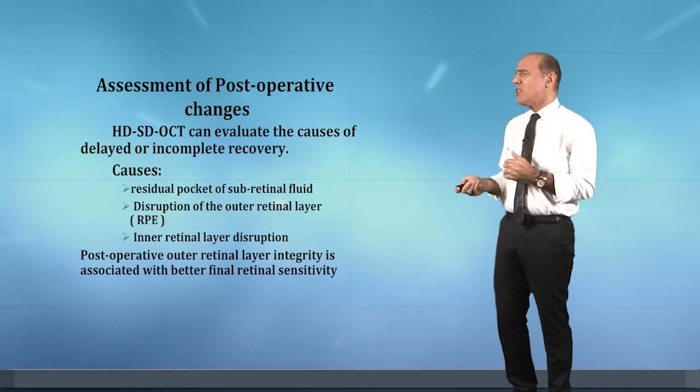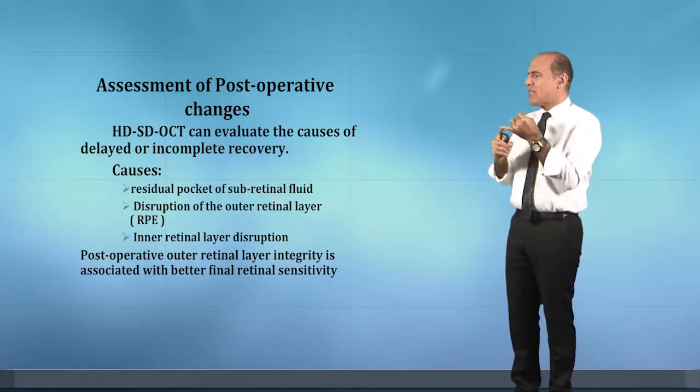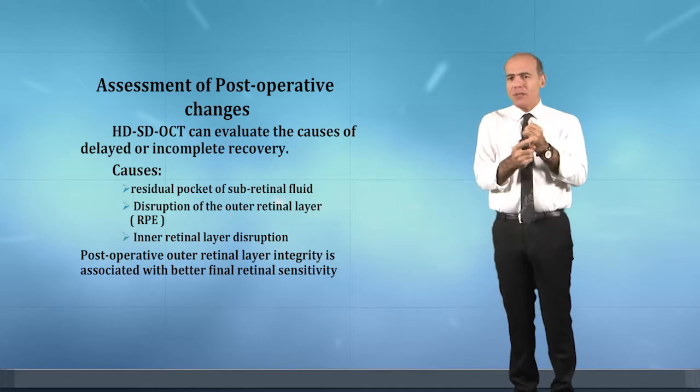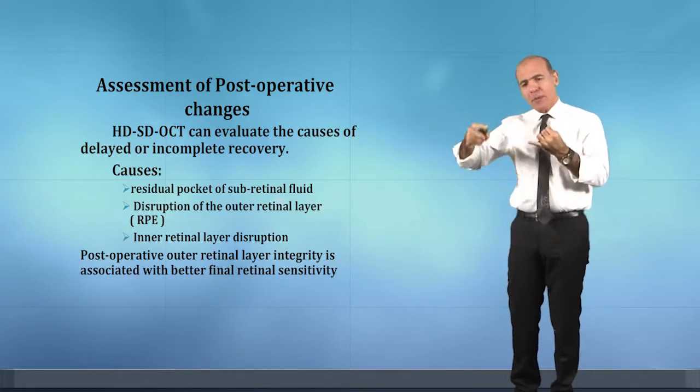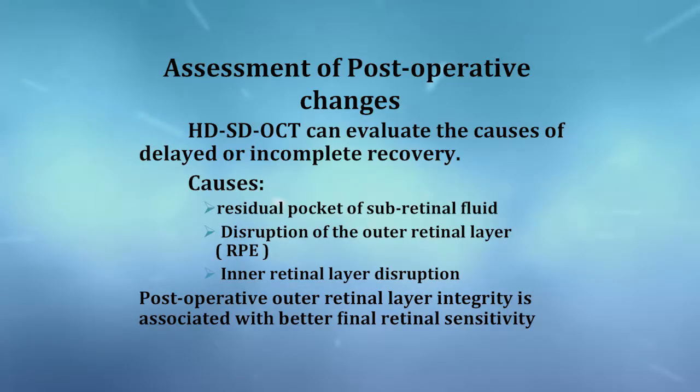Assessment of the post-operative changes: with the spectral domain OCT, I can see if there is any residual pocket of subretinal fluid. I can assure the patient that it will take months to restore, or any disruption of the outer retinal layer, which is the RPE. If that is the case, it means permanent or irreversible damage is expected, or inner retinal layer disruption as well. Postoperative outer retinal layer integrity is associated with better final retinal sensitivity.